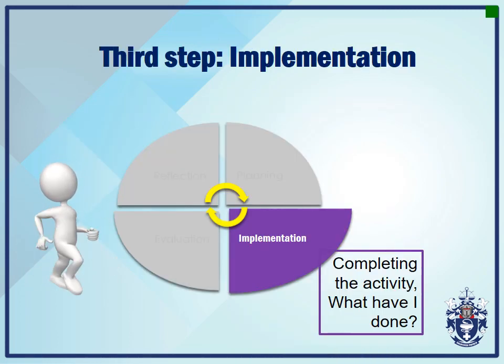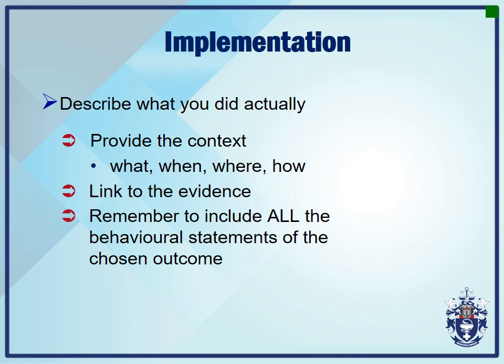The third step within the CPD cycle is your implementation. Now, implementation is very, very important because it incorporates your evidence. So here it's quite simple, and all it states is that you have to explain what have I done. So what were the steps that were taken in order to achieve this particular competency? So this competency is requiring you to describe exactly what you have done.